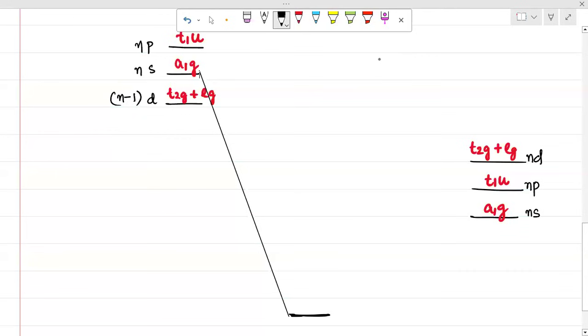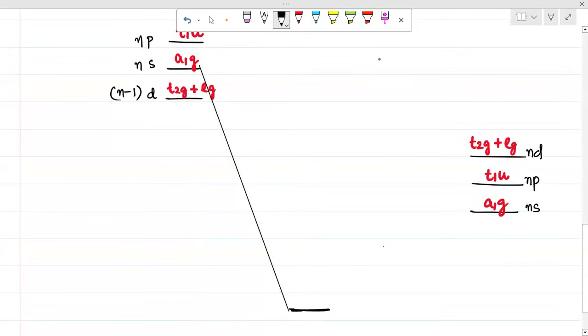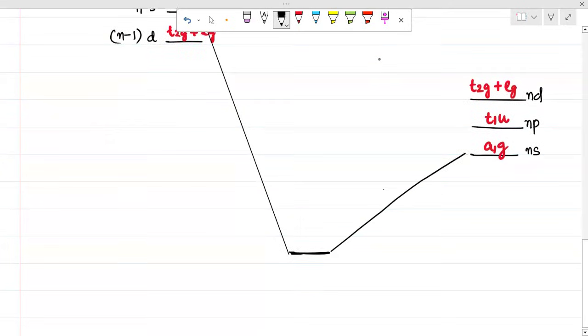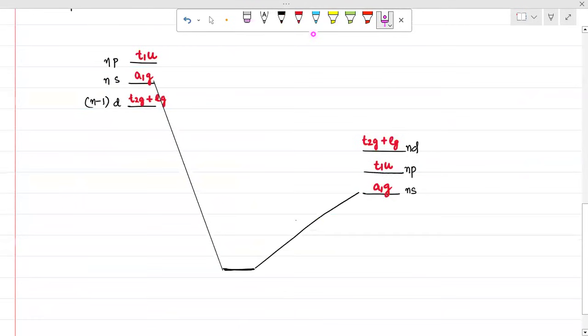A1G will mix with A1G. This is my first orbital. And as the energies of the orbitals are lower than the corresponding energy of the metal and the ligand, it is called bonding orbital. It is named as A1G.